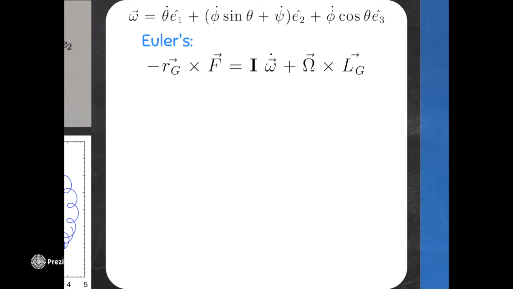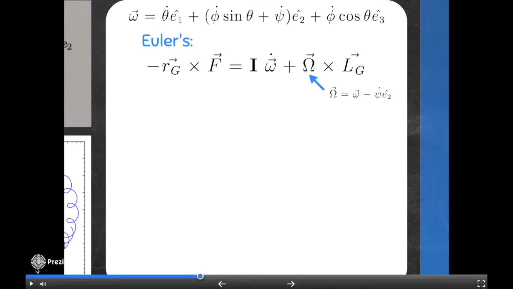Lg is the angular momentum about the edge, and this big omega is just like little omega, except we take away the psi dot part, because that has to do with spinning. So that's already captured in the I omega dot term.